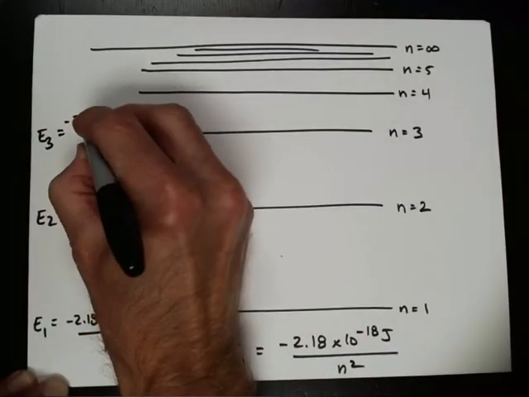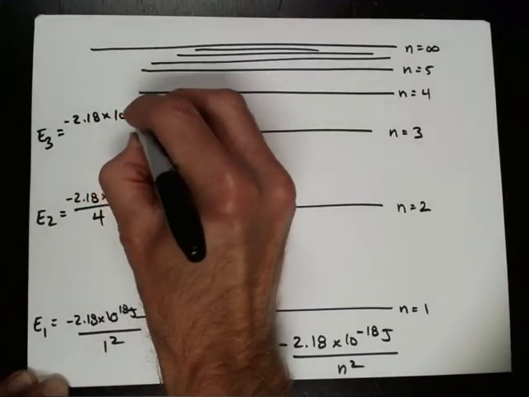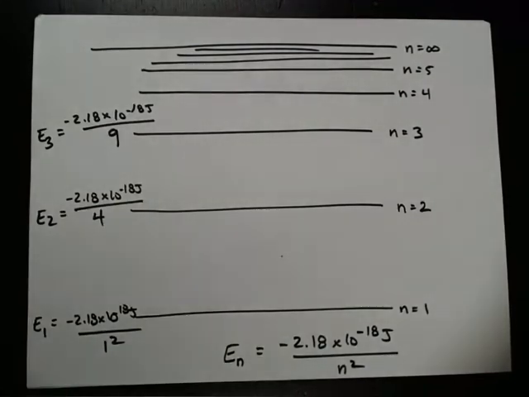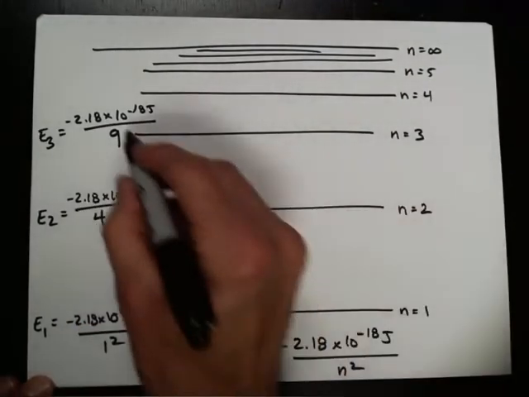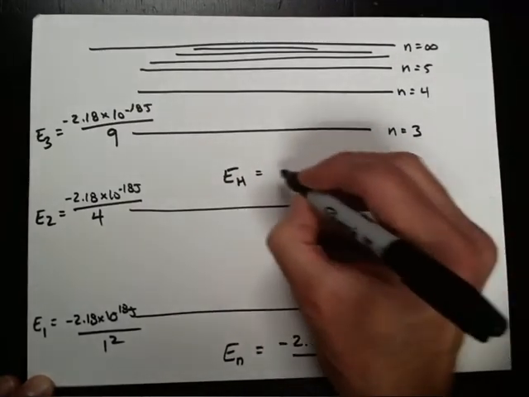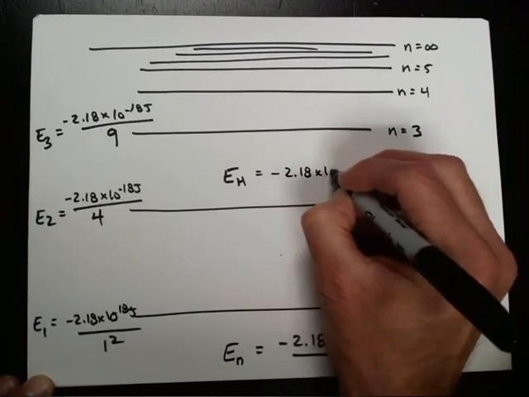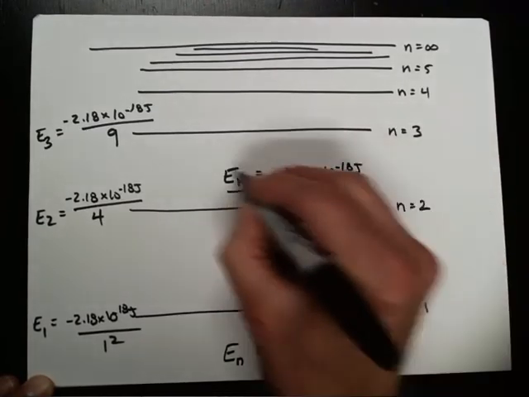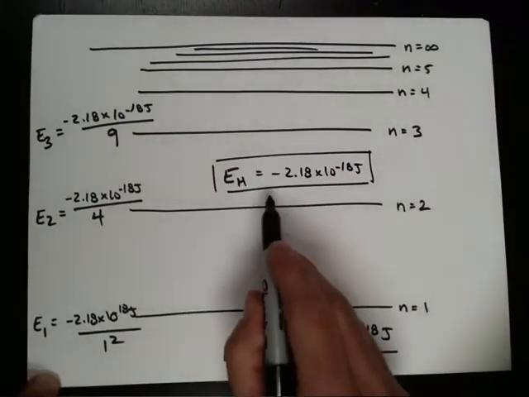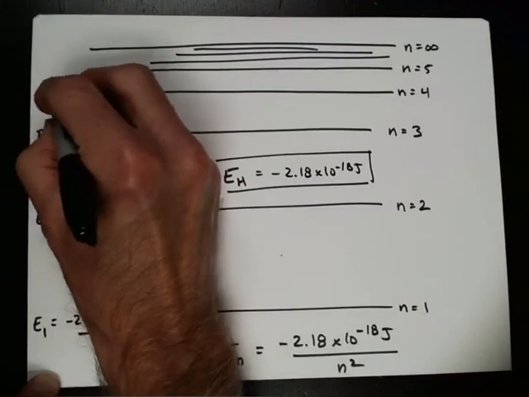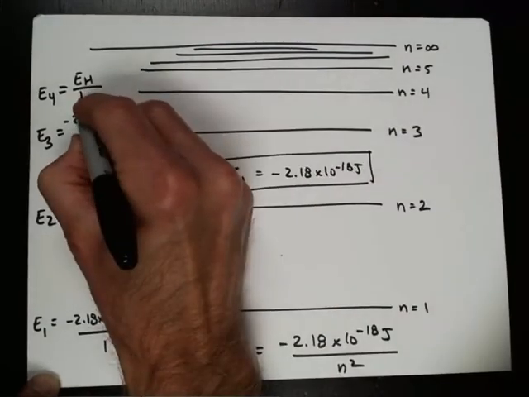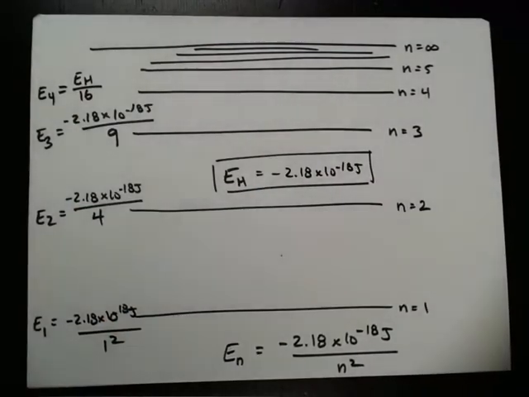Well, that's going to be negative 2.18 times 10 to the negative 18 joules divided by 3 squared, which in that case we'll divide by 9 for the n equals 4 shell. Let's just call this E, we'll call it EH for E hydrogen. We're going to call that negative 2.18 times 10 to the negative 18 joules. And if I do that, I can make these energies that I'm calculating, the symbolism of it, a little more compact. So E4 would simply be EH divided by 4 squared, which is divided by 16, and so forth.